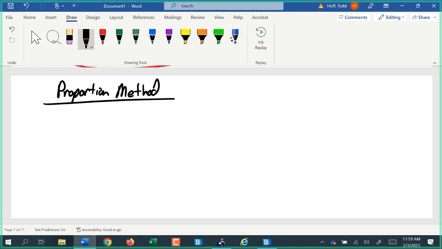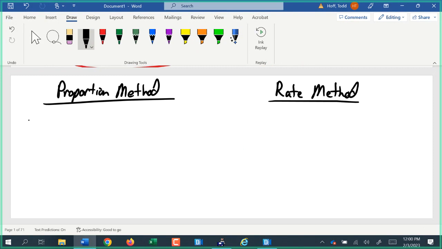The second method we're going to talk about is the rate method. Now notice I'm going to be leaving the right half of my paper blank, because what I'm going to do is I'm going to come back and redo each of these examples. After I do them all with the proportion method, I'm going to come back and redo all of them with the rate method.